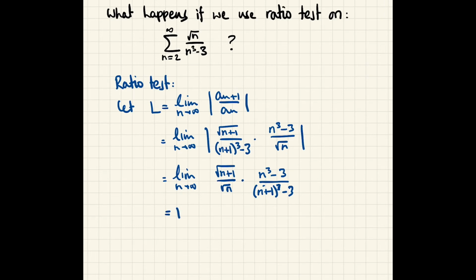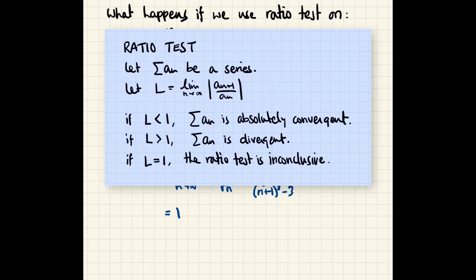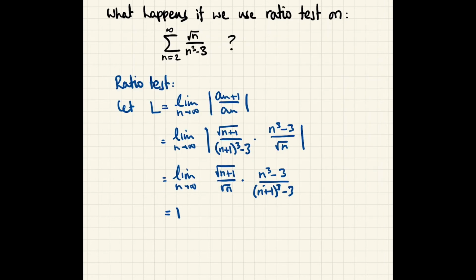And sadly, if you do the ratio test and you get L equals 1, it means you've just wasted your time. It doesn't mean it probably converges or diverges. It doesn't mean any of that. It means we don't know anything. We've learned nothing from this. So the L equals 1 case means the ratio test is inconclusive.